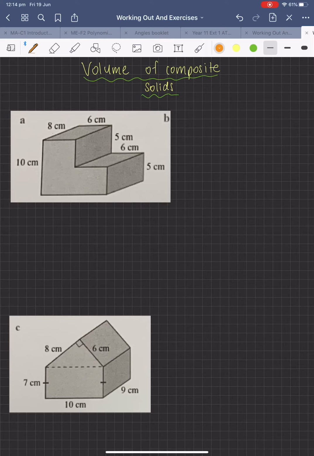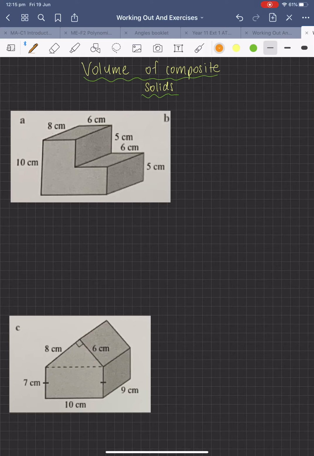A composite solid is just a prism, a 3D shape that's made up of two or more prisms put together, or two or more 3D shapes put together. In the first example, I have an L-shaped solid, and I want to find the volume of that. We're going to do the same thing that we've been doing.